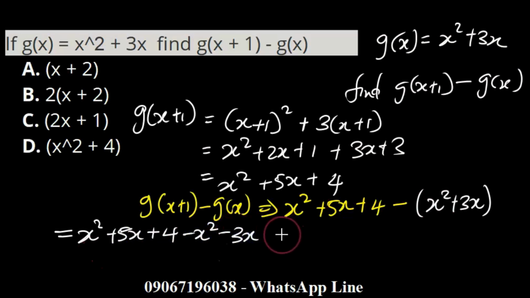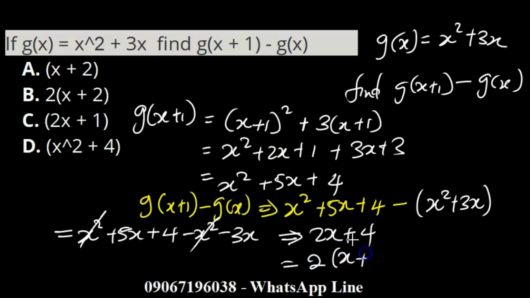So let's take like terms from there. This will cancel off this. Then we're left with 5x minus 3x, which gives us 2x, and then plus 4. If we look at this, it can factorize. 2 is common. Bring out 2, we're left with x plus 2 in the bracket. So our answer here is 2 into x plus 2, which is option B. So option B is the correct answer to that question.